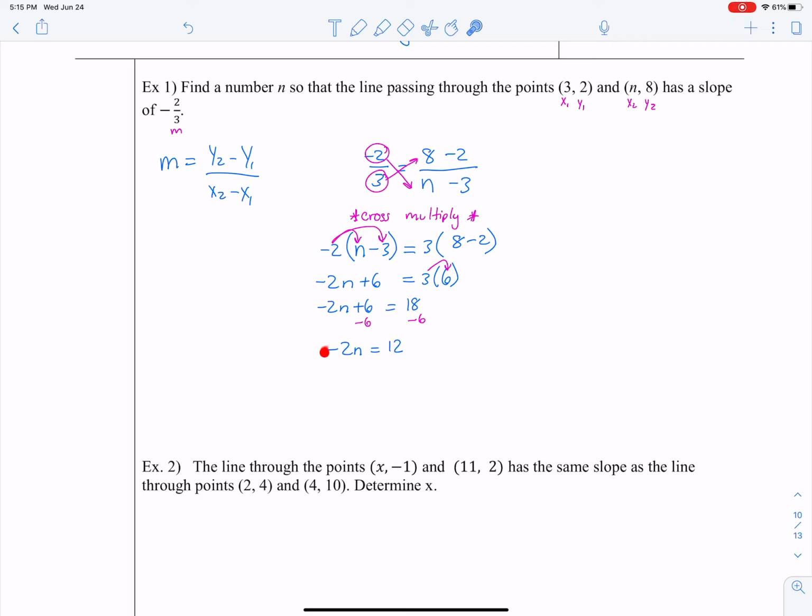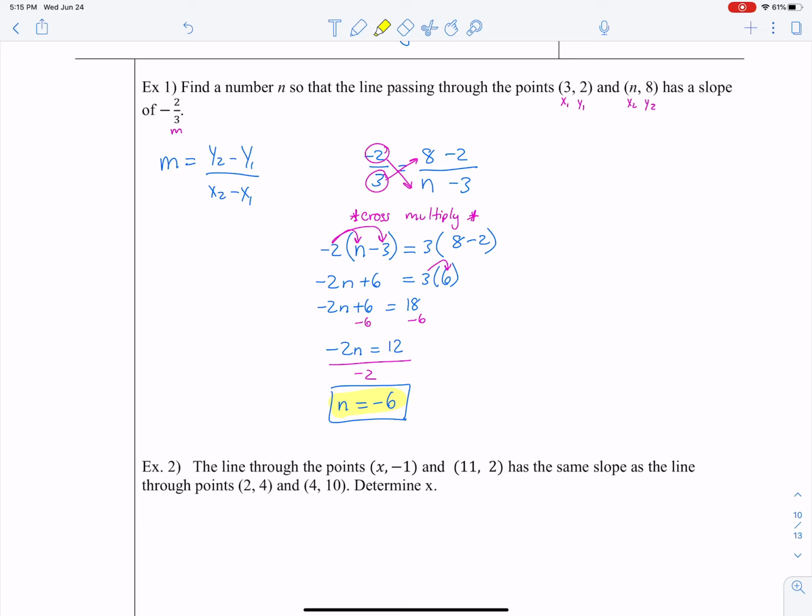Our next step is to get rid of this negative 2, which is stuck to the n. So in this case, when you have negative 2 like this in front of an n, it means it's multiplying. So the opposite of that is going to be dividing. So we're going to divide both sides by negative 2. When we do that, the negative 2s cancel out. So on this side, we have 12 divided by negative 2. So we get n is equal to negative 6. And that is the final answer for this one.